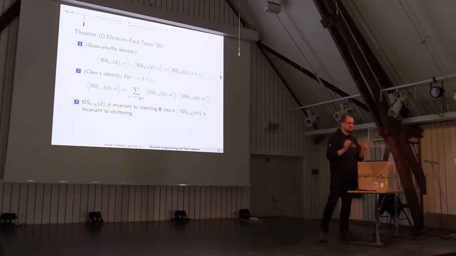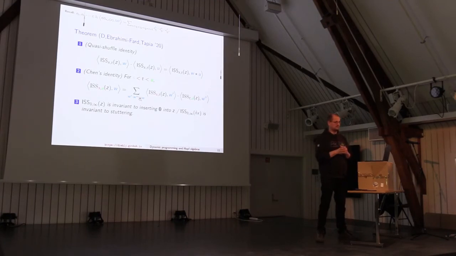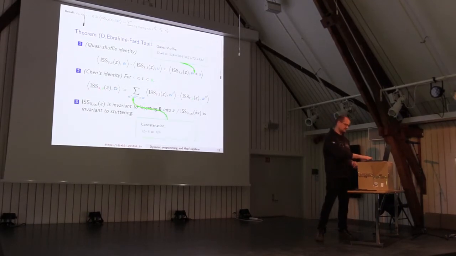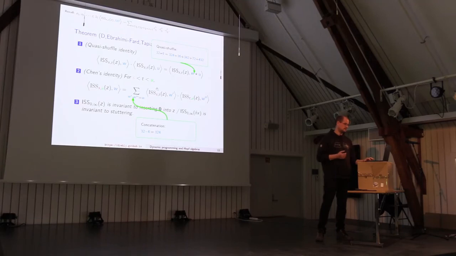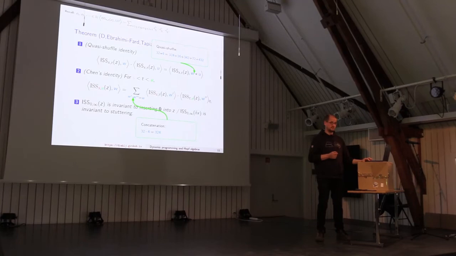You have these words of integers, and of course I can concatenate words. This is what's written here. I sum over all possible deconcatenations of the word that I'm interested in. So I have an example here. You concatenate 3, 2, and 4 gives you 3, 2, 4. So if W is 3, 2, 4, then one occurrence here would be 3, 2 on the left, W prime, and the 4 on the right, W prime prime.